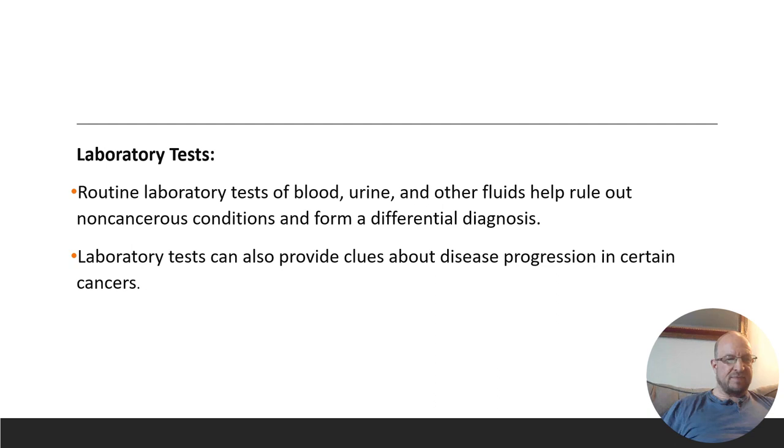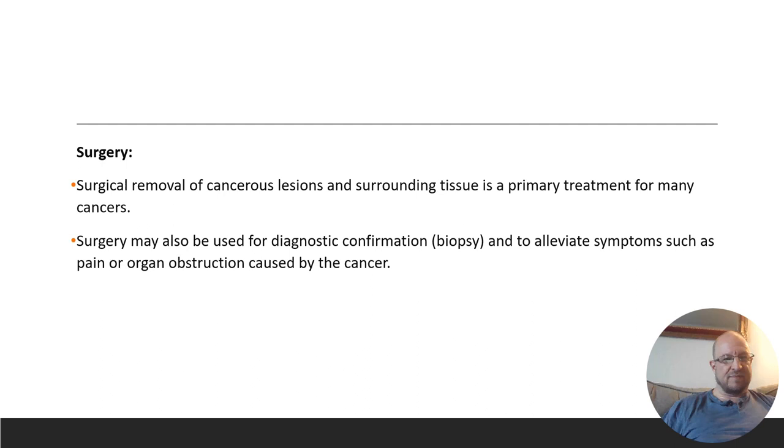Lab tests. There's quite a few of them. We can test the blood, urine, or other fluids to rule out non-cancerous conditions, and we can form a differential diagnosis. Lab tests can clue us into the disease progression. There's also surgery. We can surgically remove the cancerous lesions if possible. And it'll help diagnose, or be used for diagnostic confirmation from a biopsy, or to alleviate symptoms such as pain or organ obstruction.